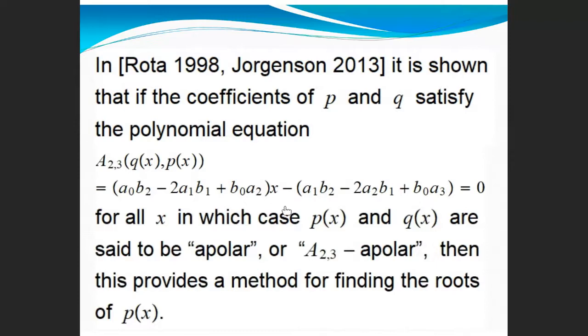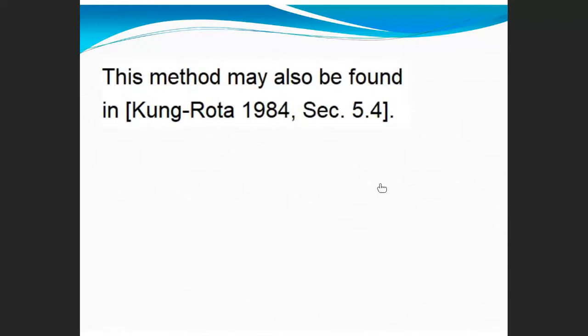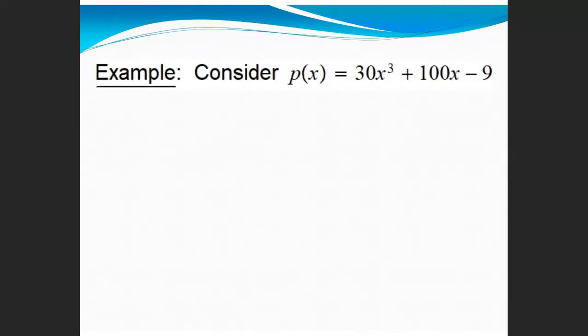Now, if this equation is satisfied, then P and Q are said to be apolar or A23 apolar, and this provides a method for finding the roots of the cubic P of x. So given a general cubic P, one may solve for a quadratic Q that's apolar to P. In the case where the quadratic has two distinct roots, R1 and R2, it's shown in Jorgenson 2013 that the cubic may be rewritten in this form, and then it can be solved using this form. So this method is also discussed in Kung and Rota from 1984. You can find it online.